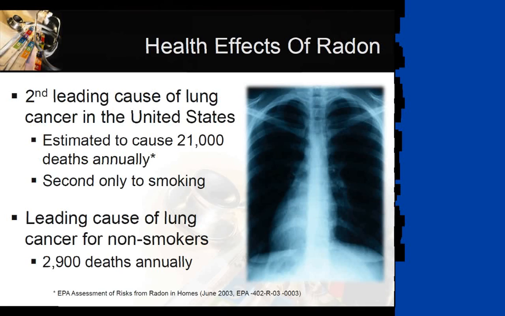We really do care about this, and with the World Health Organization and EPA all pushing mitigate your homes, test your homes, the reason being is because this is the second leading cause of lung cancer in the United States. There's such a stigma with lung cancer, and this gets overshadowed by smoking. 2,900 deaths annually are leading cause of lung cancer in non-smokers.